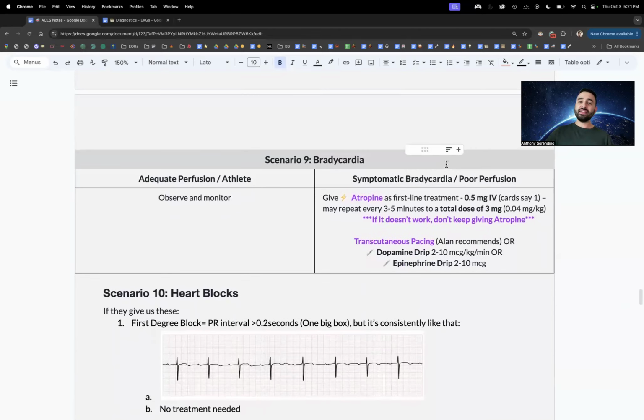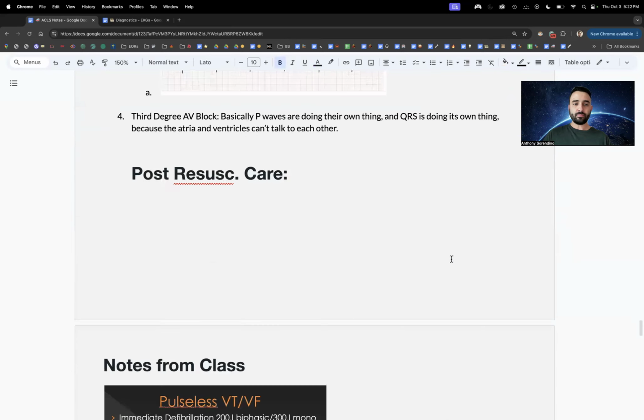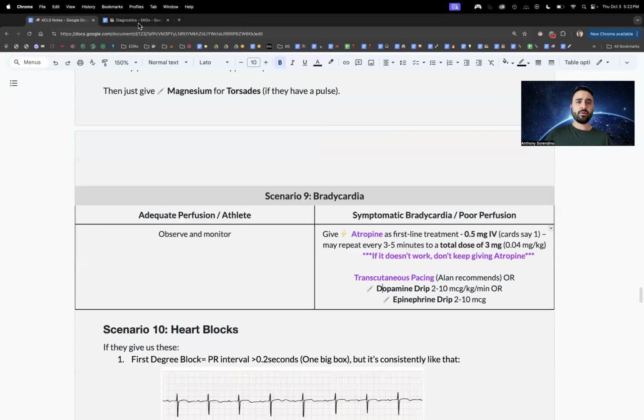All right, the last thing is bradycardia. When you have symptomatic bradycardia, so again, they're unresponsive, their blood pressure isn't great, this is when you're going to use atropine. Don't confuse adenosine, which stops the heart, and atropine, which increases the rate of the heart. This one is 0.5 milligrams. Some say one. If it doesn't work, don't keep doing it. Then you'll go to transcutaneous pacing, or you'll put them on a pressor. Okay, so that's it. I just wanted to go over that real quickly.